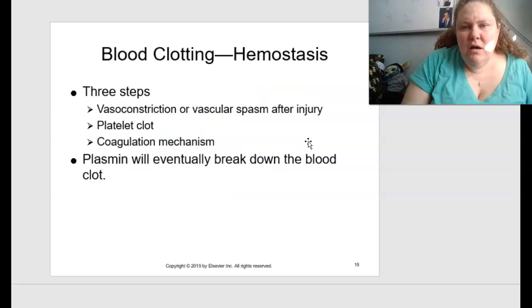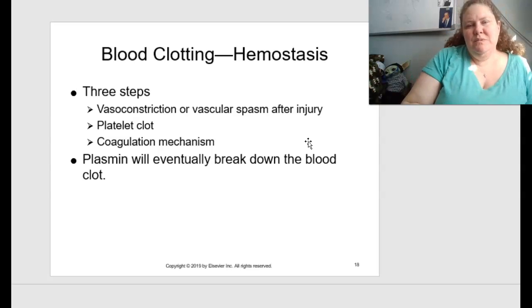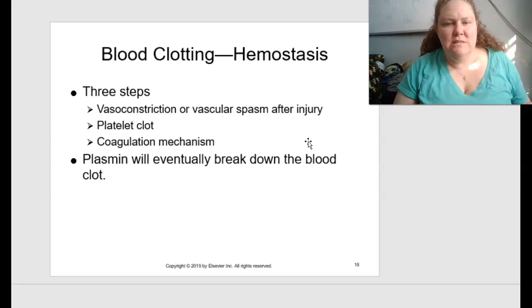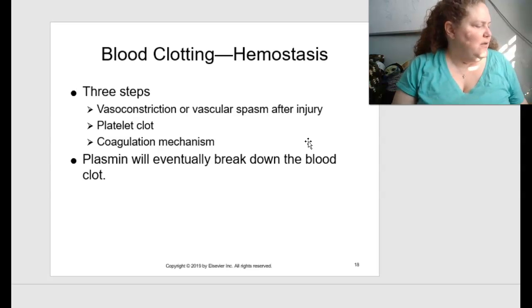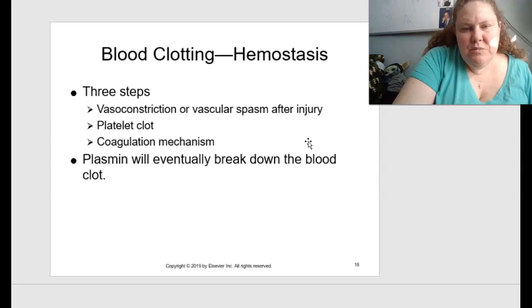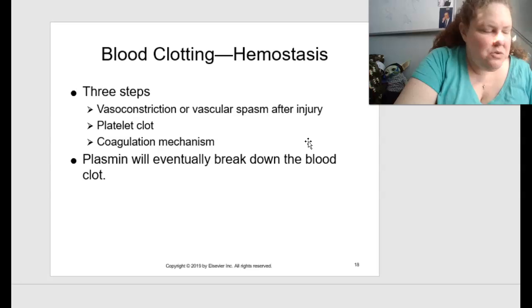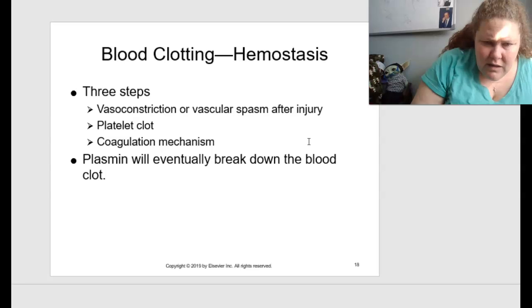So for blood clotting, again, we want to maintain hemostasis, and we don't want uncontrolled bleeding in our body, because that would not be good. There are 3 different steps to blood clotting: the vasoconstriction, or vascular spasm, that occurs after the injury; then the platelet is going to clot; and then the coagulation mechanism is triggered. And the plasmin will eventually break down the blood clot. This is on page 192 of your book, and your 3 steps are there.